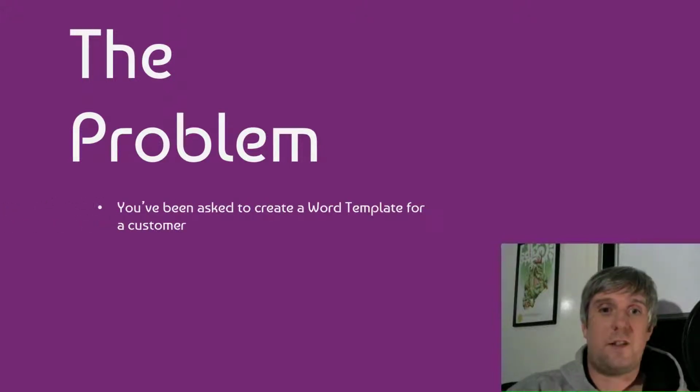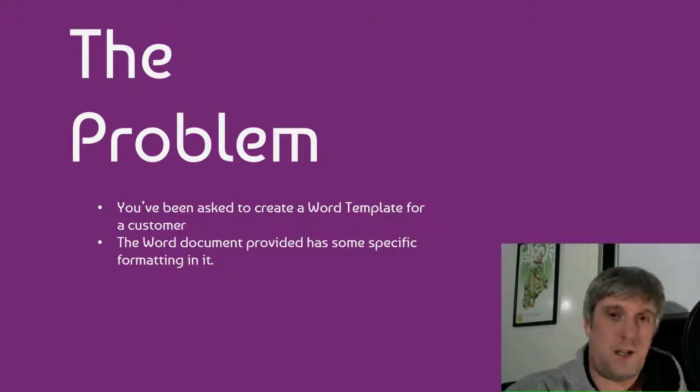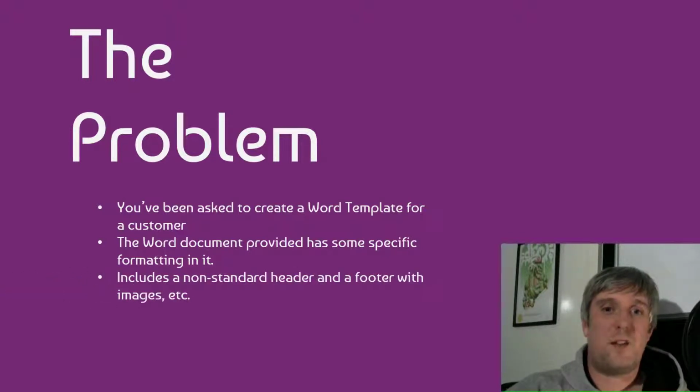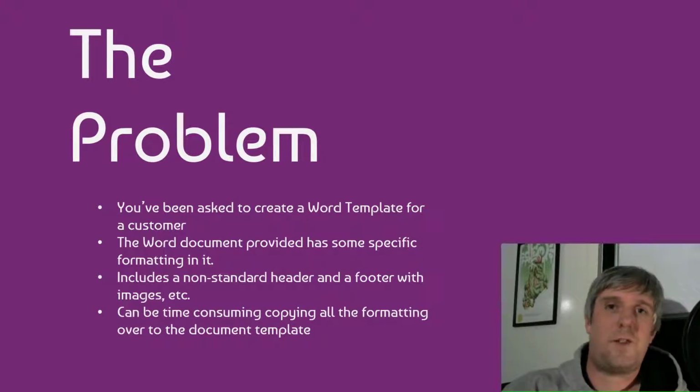The problem is I've been asked to create a Word document for a customer. The Word document provided by the customer has some specific formatting in it. It's actually a letter template, so it's got some formatting in the body. And it's got some images and non-standard header and footer items, and they can be a bit difficult to transfer over from the template that you generate from in Dynamics 365 for customer engagement. It can be quite fiddly to copy not just the text content and image content, but the formatting as well. You can fiddle about with it for a while. So first of all, I'll show you what the problem is, and then I'll look at the solution.